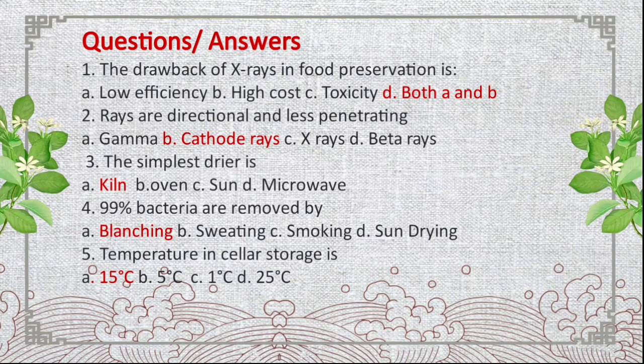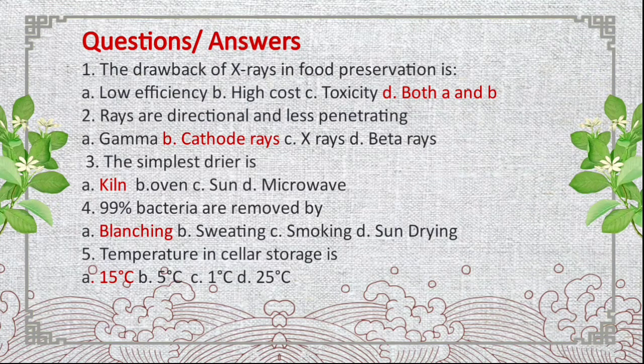These are multiple choice questions, and the text given in red color is the right answer. The drawback of X-ray in food preservation: both A and B is the right answer. Low efficiency and high cost. Rays are directional and less penetrating. Cathode rays are directional and less penetrating.